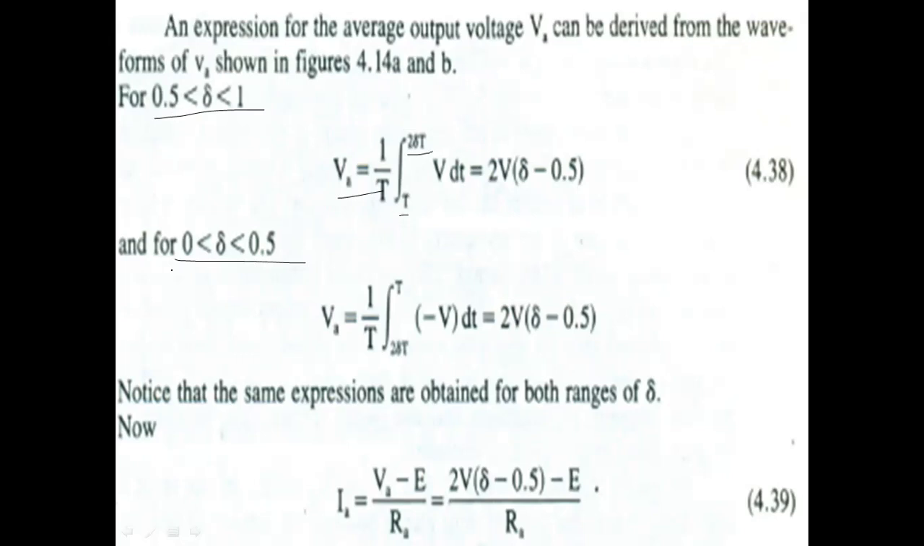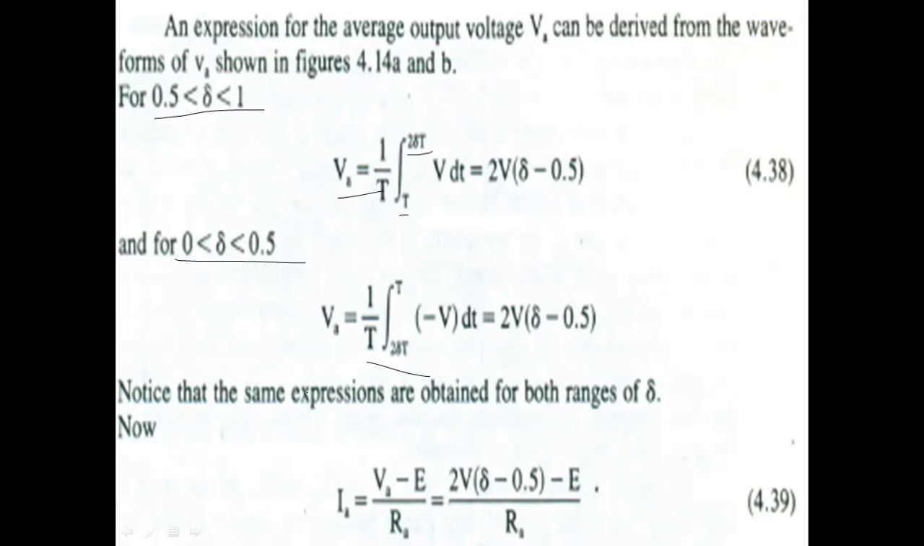Okay, next. For reverse regenerative braking, it is from 0 to 0.5. So same, the voltage will be negative here. Regenerative braking means you are getting reverse voltage. The motor armature is acting as a generator, so it is giving reverse voltage to the source, fed into the source. So here VA is equal to 1/T integral from 2 delta T to T of minus V dt, that is equal to 2V(delta - 0.5). So the same expressions can be obtained for the ranges of delta.